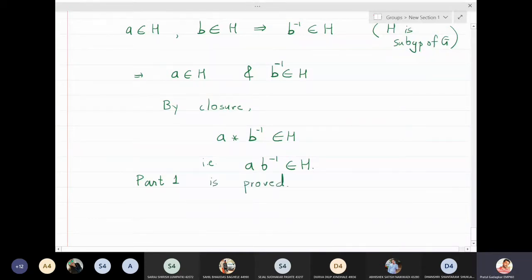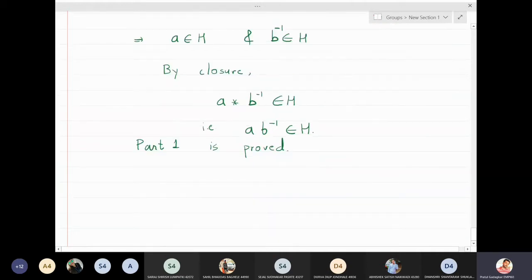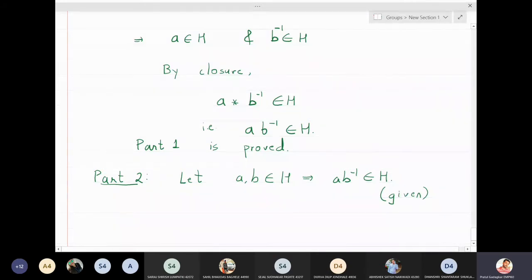Now, this part was very easy. Now we have to go to the converse of this part. So part two. Let a, b belong to H imply ab inverse belongs to H. So this is given to us. Whenever I take two elements, the first element star second element inverse belongs to H. And now I have to show that H is a subgroup of G.